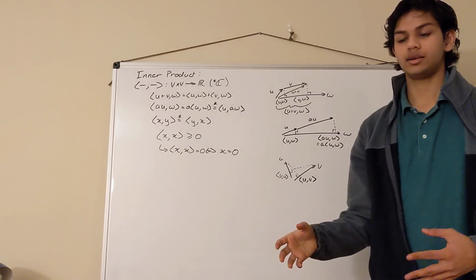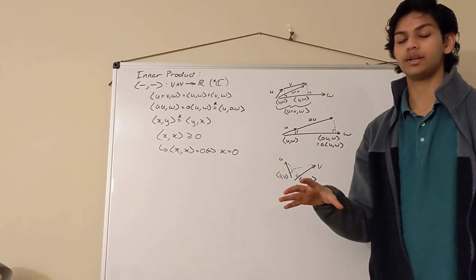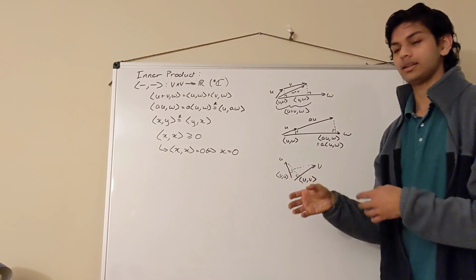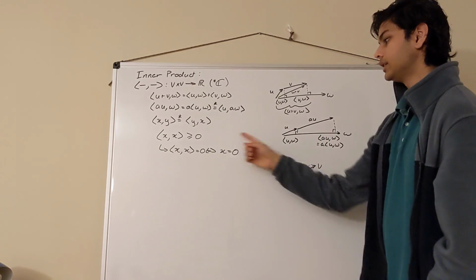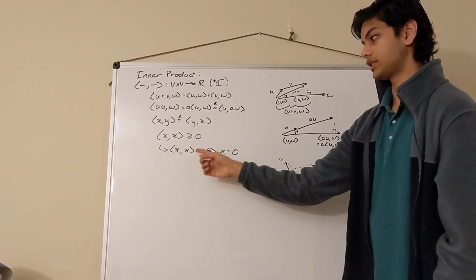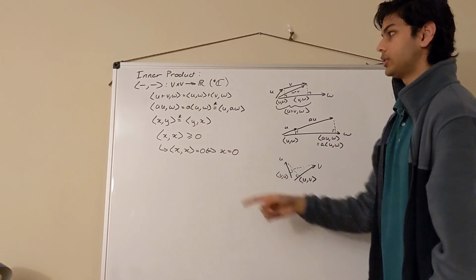So remember that every vector space has a 0 vector, which acts like an identity. If you add the 0 vector to anything, you get itself back. So that's what this 0 is, and it says that the inner product of 0 with itself is 0. So we'll see later why this is important.